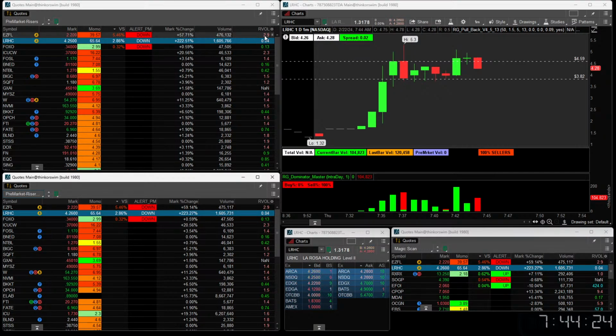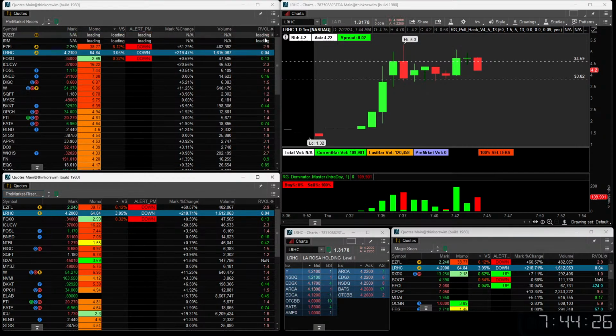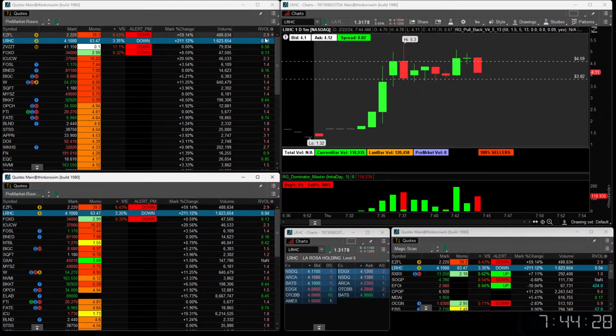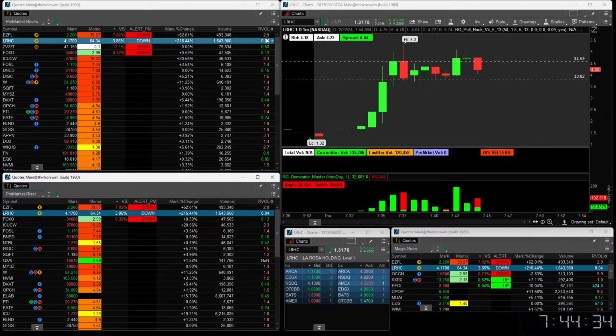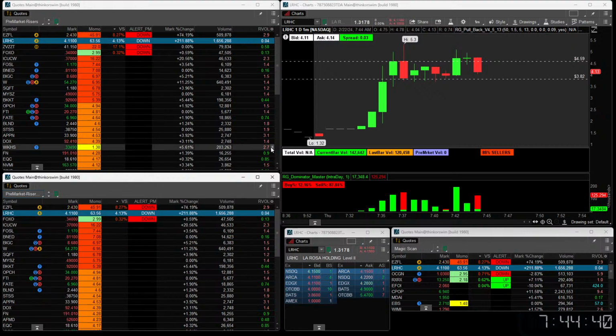This number indicates how many times greater the volume is today compared to previous days. So this one would be 2.9 times greater than the previous days. That's what relative volume does. It lets you know how much greater the volume is compared to previous days. Good job, Roth.